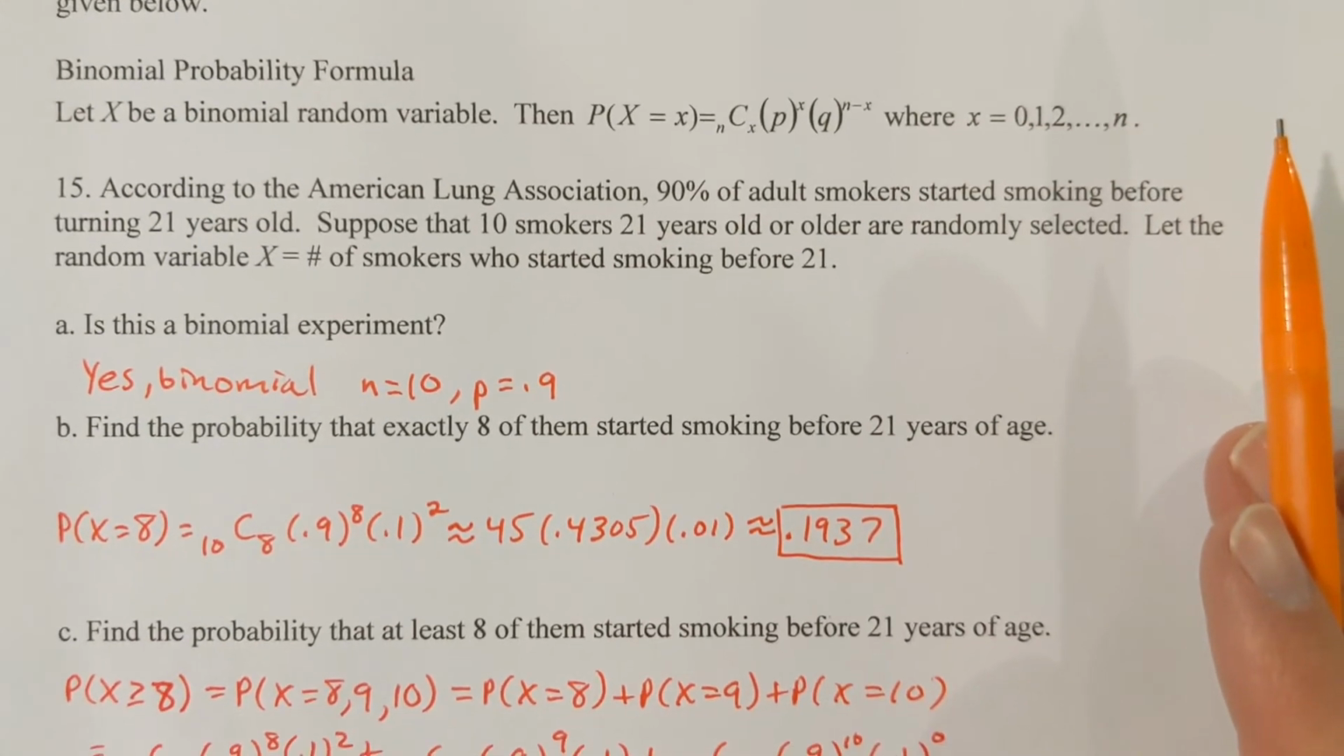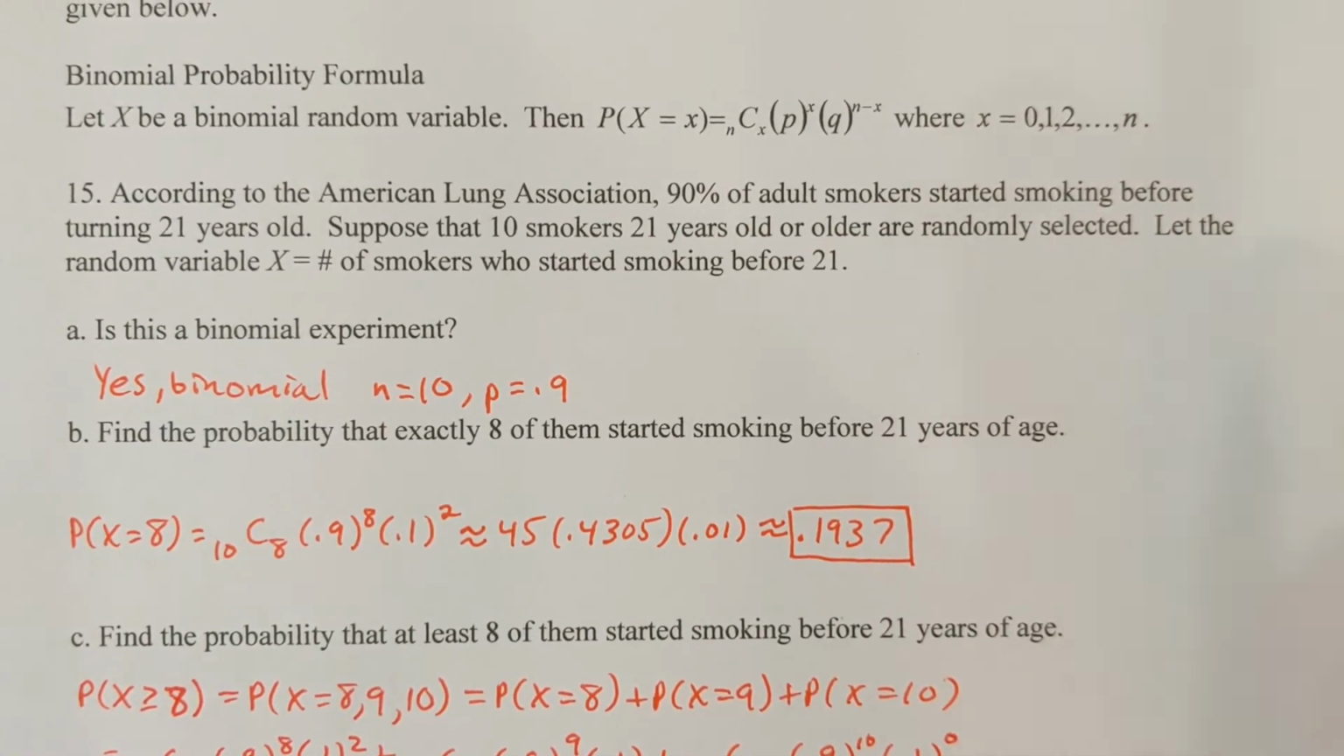Let's take a look at problem 15. It says, according to the American Lung Association, 90% of adult smokers started smoking before turning 21 years old. Suppose that 10 smokers 21 years old or older are randomly selected. Let the random variable x represent the number of smokers who started smoking before 21. Is this a binomial experiment? Yes, it will be, since the 4 conditions are satisfied.